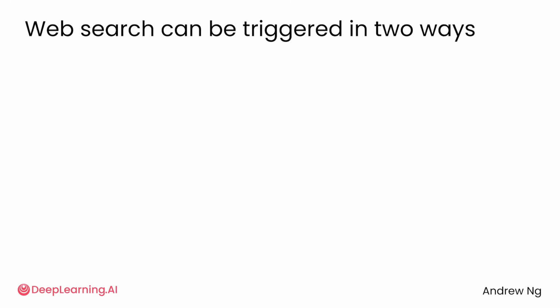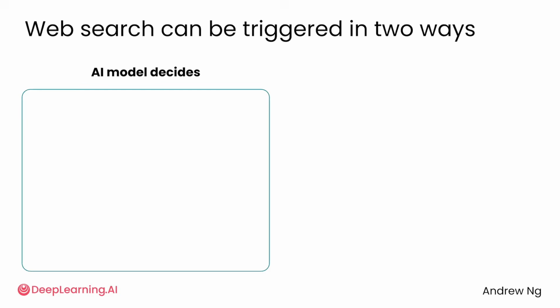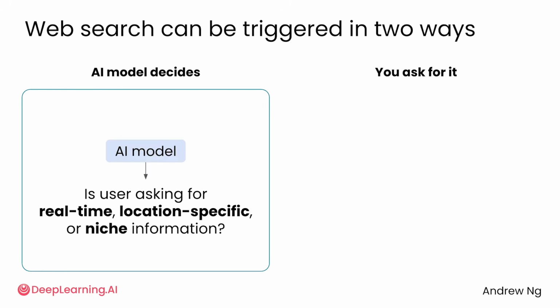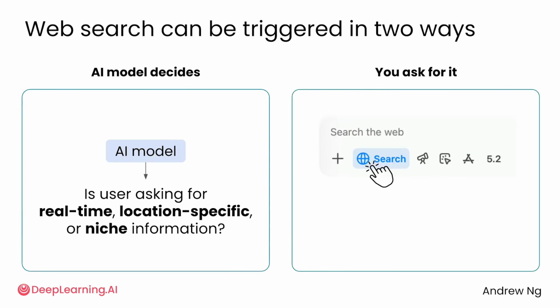For most of the popular AI model providers, web search can be triggered in either of two ways. Sometimes the AI model will decide by itself to carry out the web search, or you can also explicitly trigger web search, sometimes by clicking one of the buttons in an AI model provider's web interface, or just writing in your prompt, "please do a web search for this," and it will comply and use a web search to answer your question.